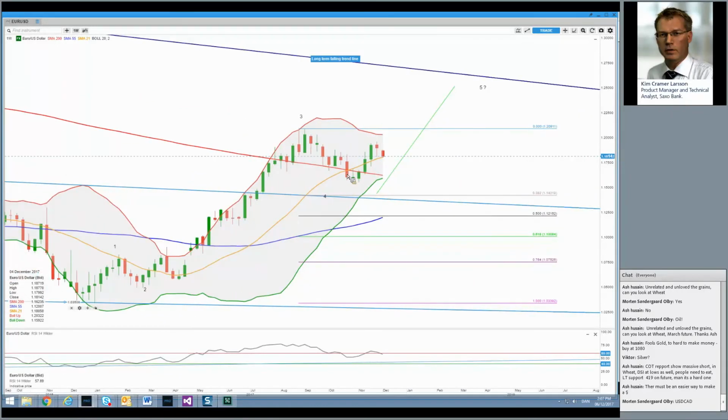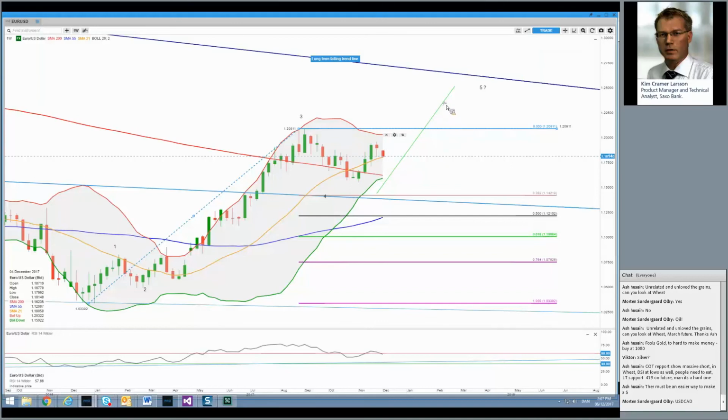Oops, sorry. 4, and I would actually have liked to see A, B, C, and then 5 up. But let's see. If it takes out the top of the 3 here, well, then the 4 is over. A little bit unusual. They're usually more complicated when 2 is fairly simple. This is a fairly simple 2 move. Then the 3 is usually more complicated. But maybe this is A, B, C instead. But it could be A, B, C, and then 5 up. So that would be 1, 2, 3, 4, 5.